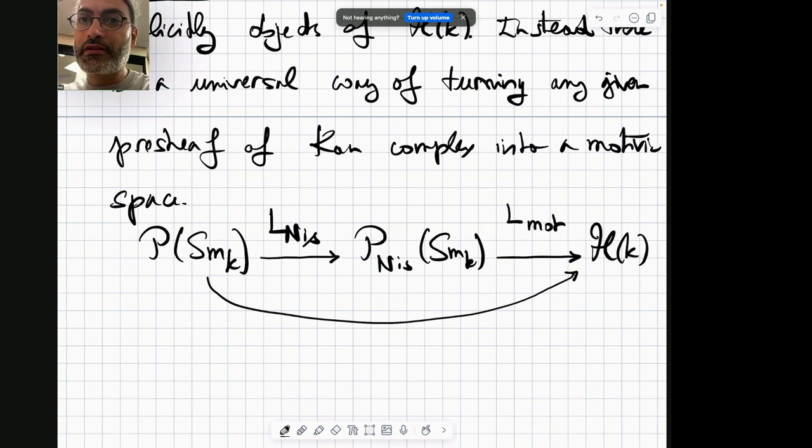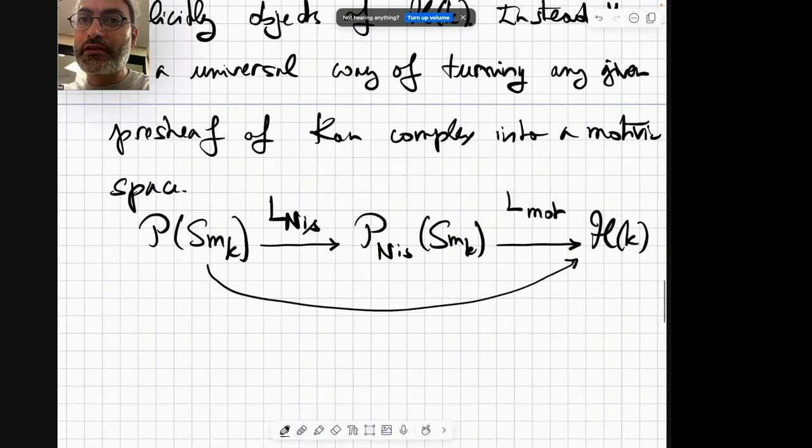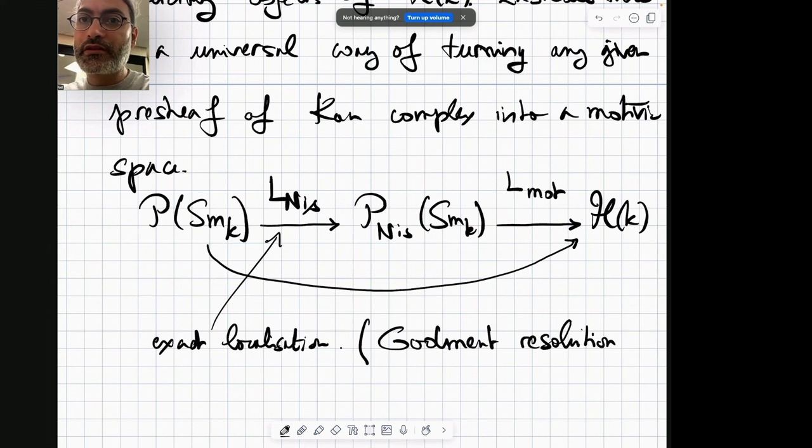The problem with these functors, especially the second one, is that they are quite inexplicit. And one of the main goals of motivic theory is to understand what these functors are really doing on some objects. The first one, the Nisnevich one, is a nice functor. It's what's called an exact localization. It's really like a sheafification functor, but in this higher categorical setting. You can think of it as given by the Godement resolution. We will see later, maybe tomorrow, a bit more about the second functor, L mot, how one should think about it, and also a construction of it, which is going to be used tomorrow.